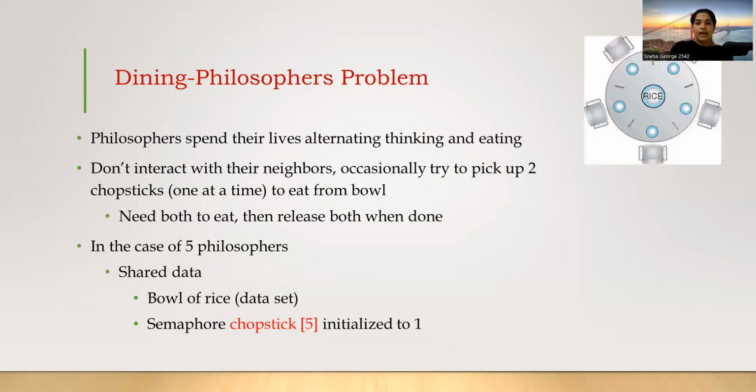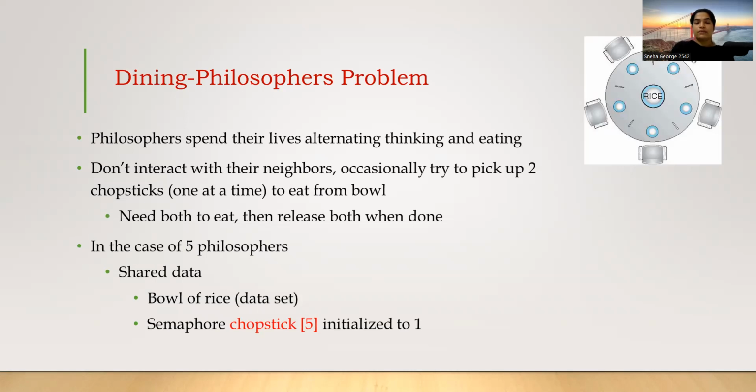Now the last one is the dining philosophers problem. Normally philosophers, as said in the theoretical aspect, spend their lives thinking as well as eating, alternating thinking and eating. They don't interact with their neighbors. Here they say that occasionally they try to pick up the 2 chopsticks one at a time.